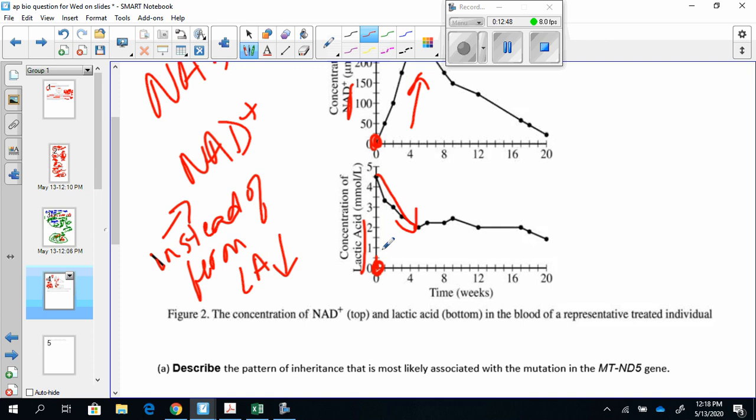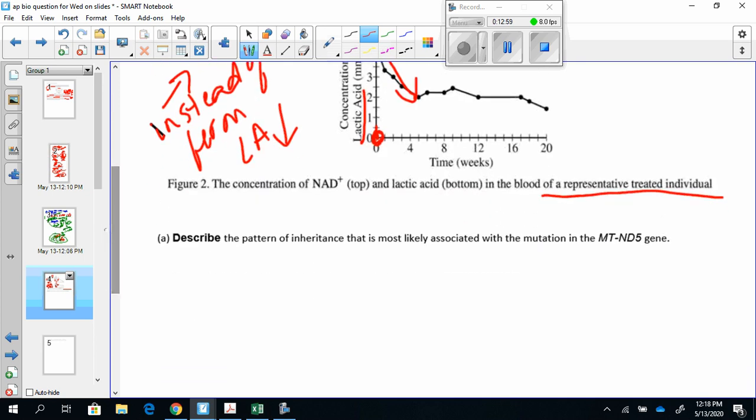All right, and it says the concentration of NAD+ in the blood of a representative treated individual. All right, interesting that they're just giving us data from one individual, but all right, we're going to go on with the questions. First question.